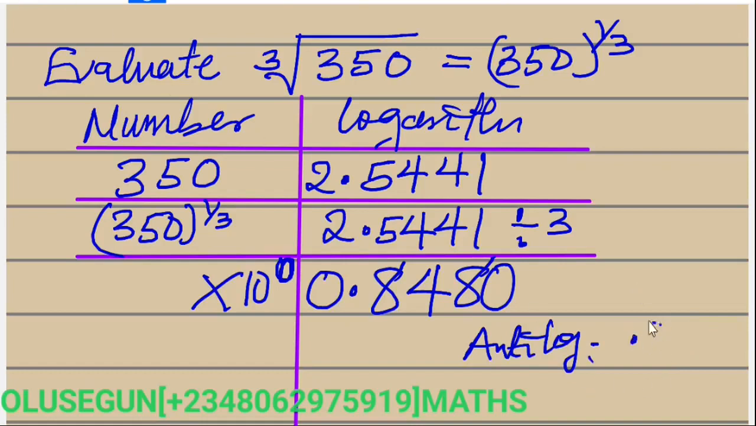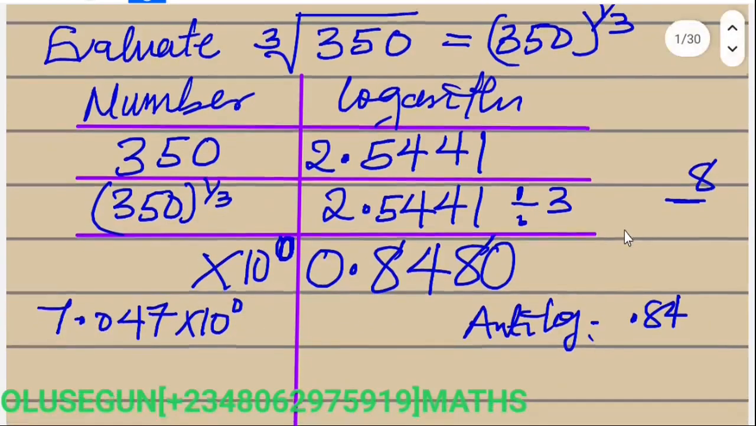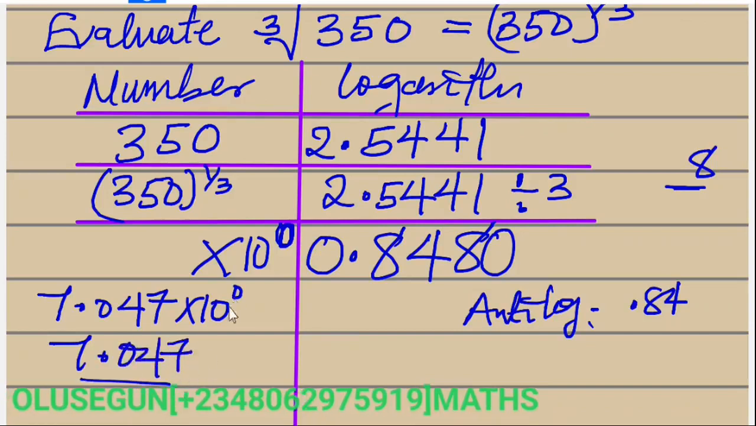You see 0.84 under, you see under 8. So when you find the antilog of 84 under 8, you now get 7.047 times 10 to the power 0, which is also 1. So our final answer will now be 7.047. Because this is 1. So don't forget this step.